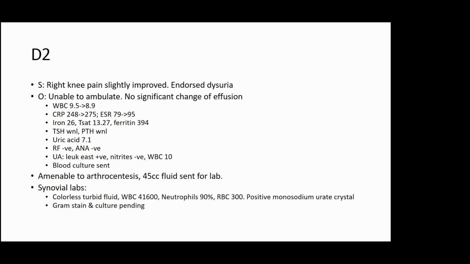On the first day, we had some preliminary reading of the labs. This was a pretty funky fluid, with a white blood cell count of 41,000 and neutrophil predominant. There were only very limited red blood cells, and the patient had positive monosodium urate crystals. The culture was still pending. So what is in your mind now regarding the differential diagnosis?